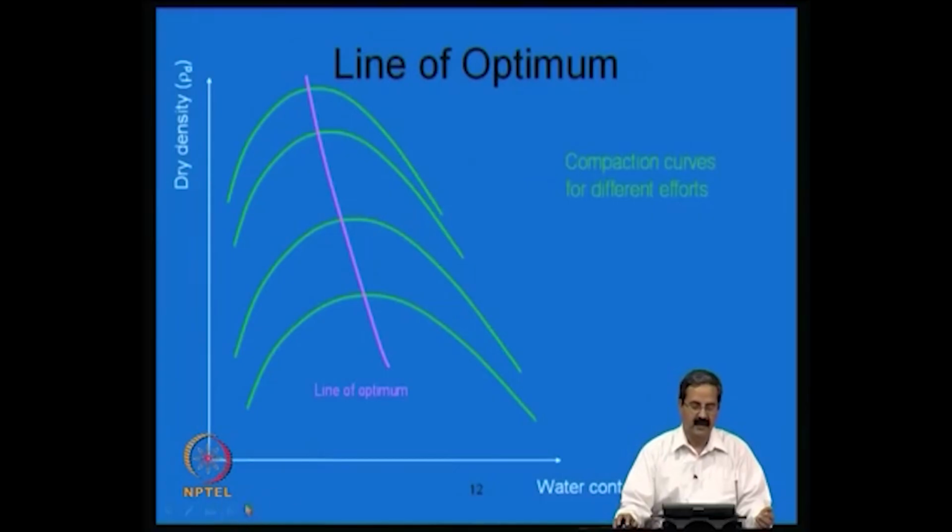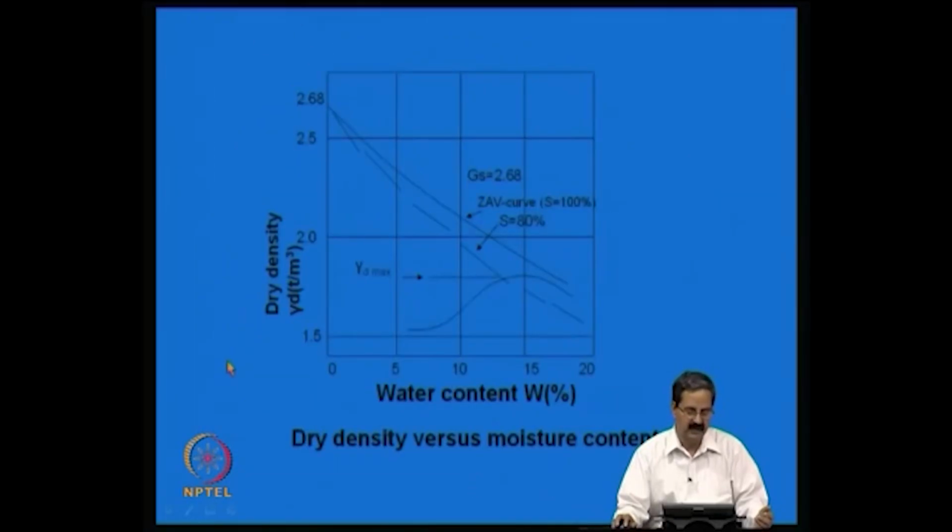And there is another important point that one needs to understand: if you increase the compactive energy, you can have different compactive energies. For example, this zero air voids line could be extended to meet the specific gravity. Then this is another plot I would like to show.